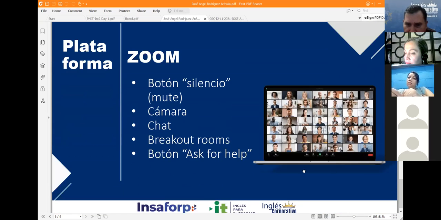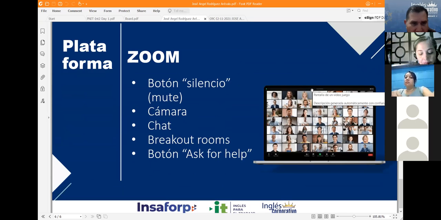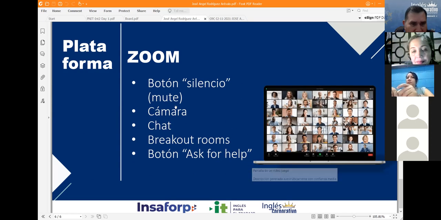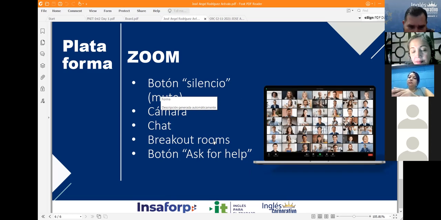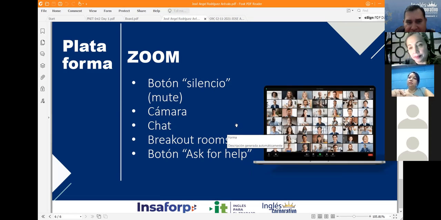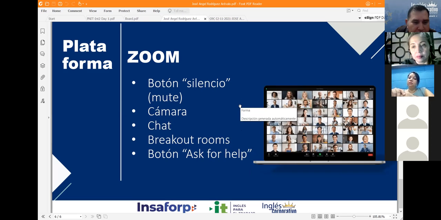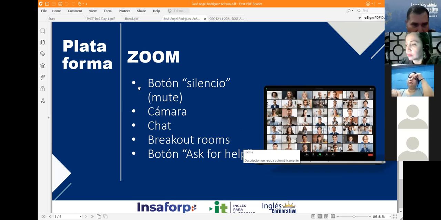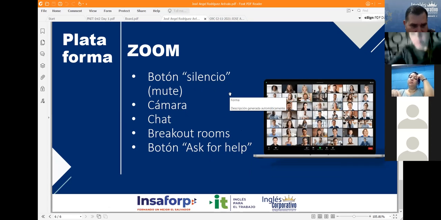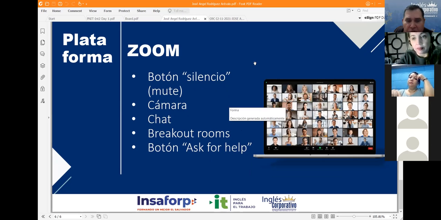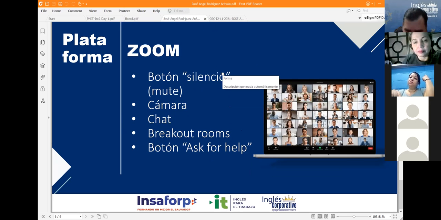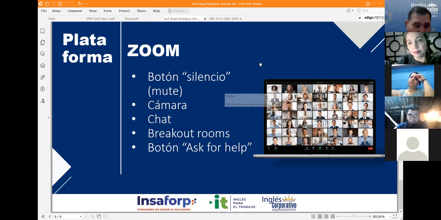Okay, the platform that we're going to be using is Zoom. Okay, some things that you should know is that we have the button that is for silence, right? But you know all about this, how to use the camera, the chat, the breakout rooms, and the buttons to ask for help, okay? So all of these are available in the platform, okay? So this is the information that you need to know, my friends. For the moment, this is going to be all. Now let's get to the class. But before we move to the class, do you have any questions?